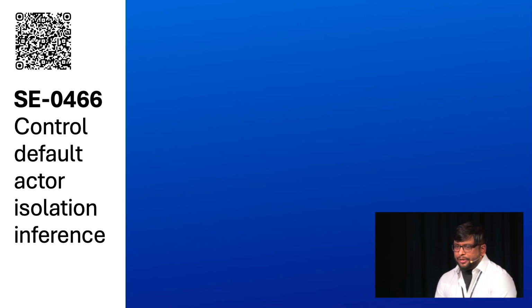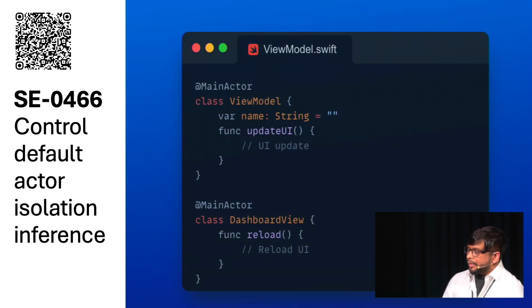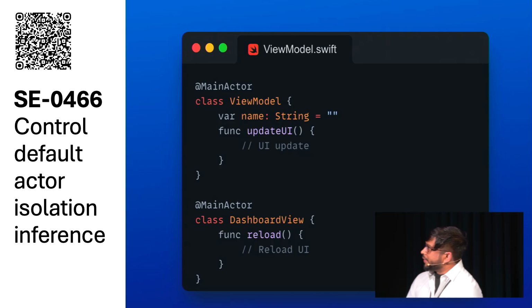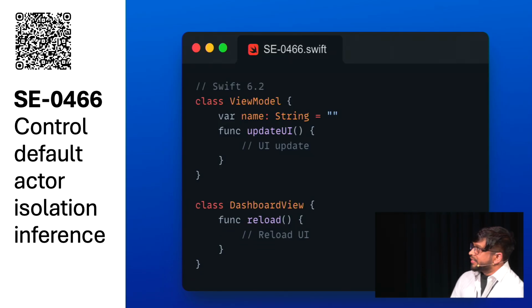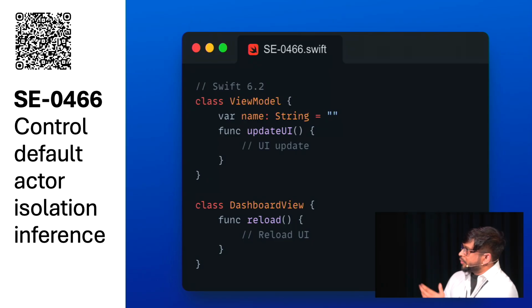Before Swift 6.2, we had to use the main actor everywhere. Like I said, view models, properties and methods. After this proposal, and also the build setting we discussed, we don't need to use the main actor annotation anymore. The compiler does the work for you.